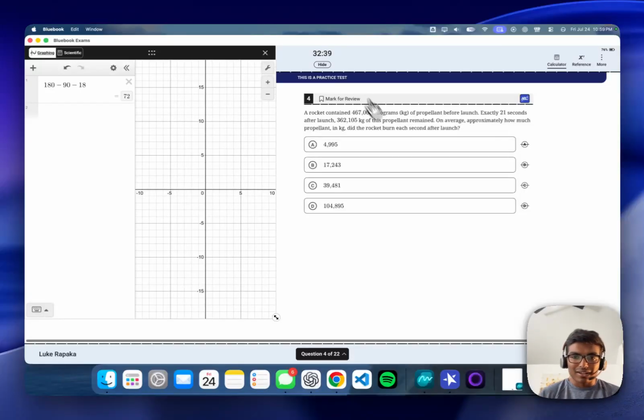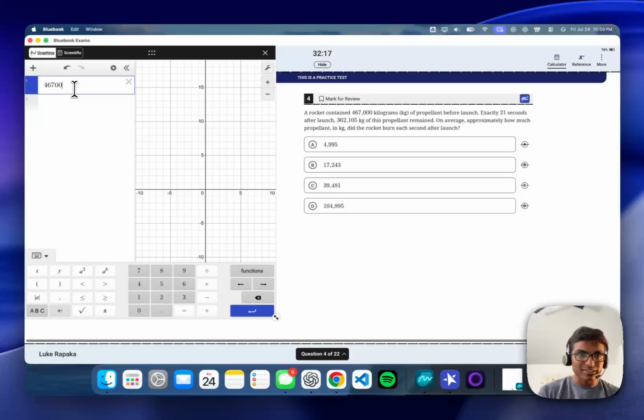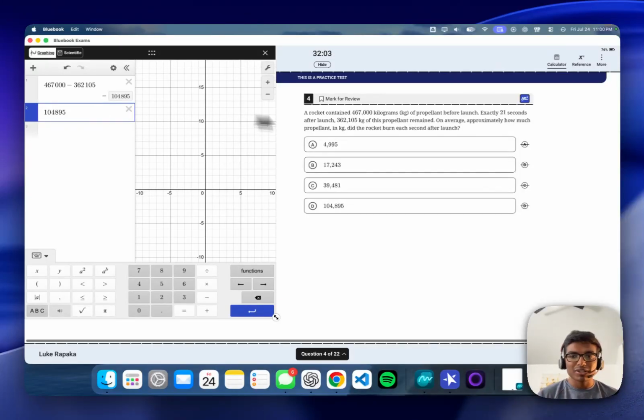Okay. Rocket contains 467,000 kilograms of propellant. On average, how much propellant in kilograms did the rocket burn? Okay, so first what we're going to do is try to find the difference, right? So let's do 467,000 minus 362,105. Just checking if I typed that out right. Yep. Okay, that leaves us with 104,895. That's how much we burned during that 21 seconds.